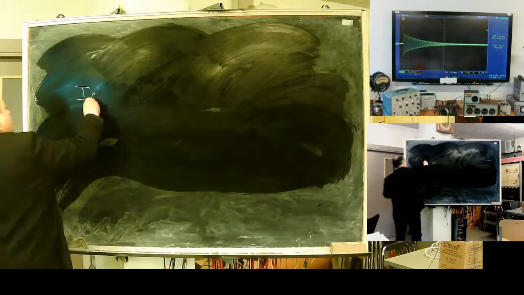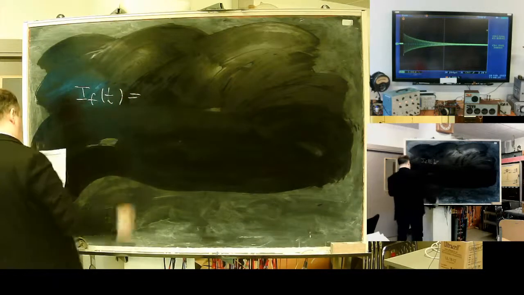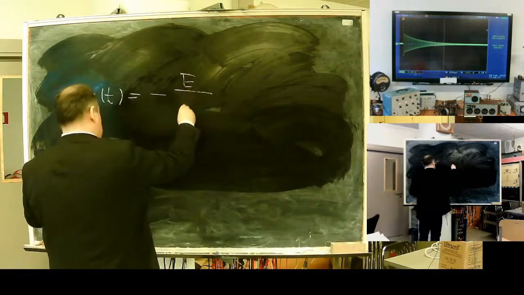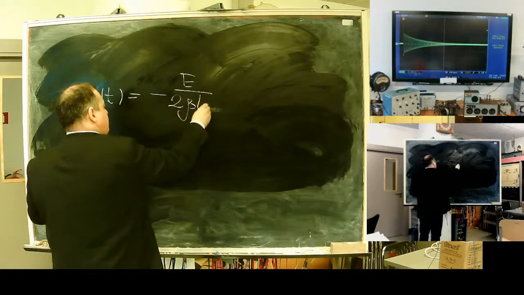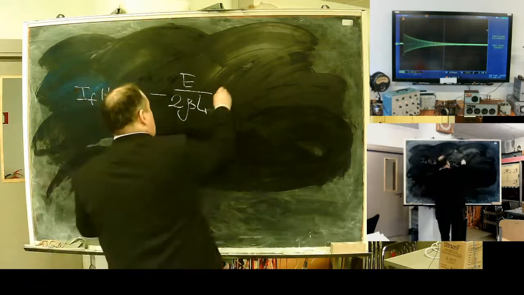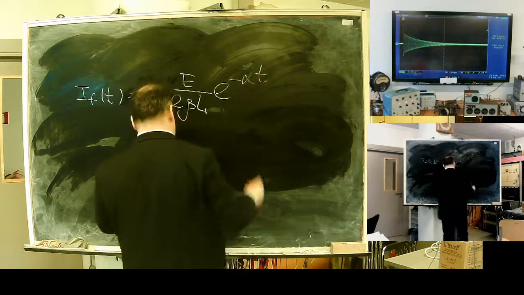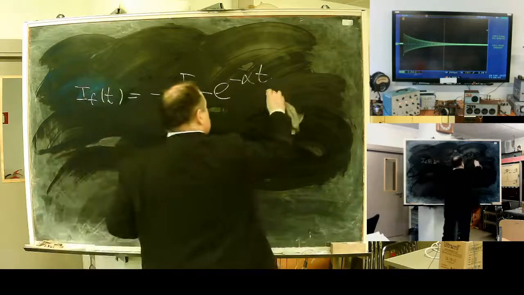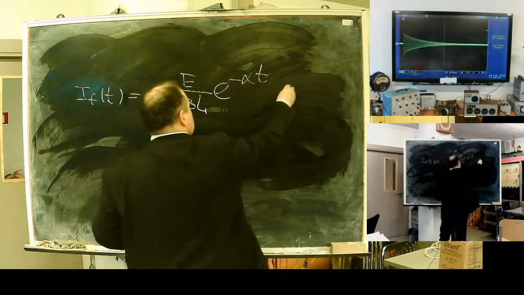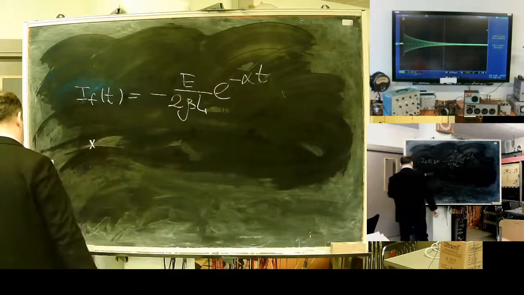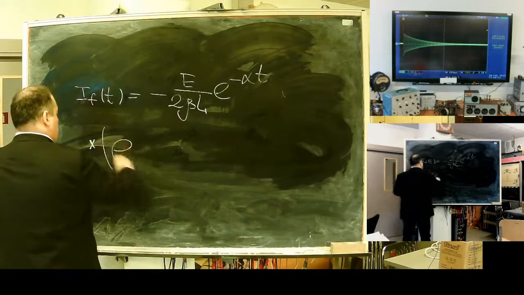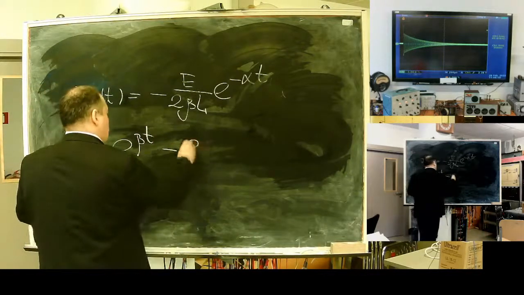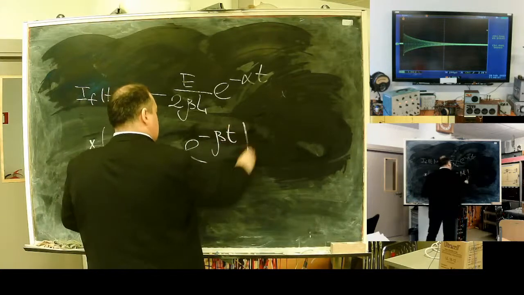So, the free component of current will be minus E divided by double beta, multiplied by e to the power beta t minus e to the power minus beta t.